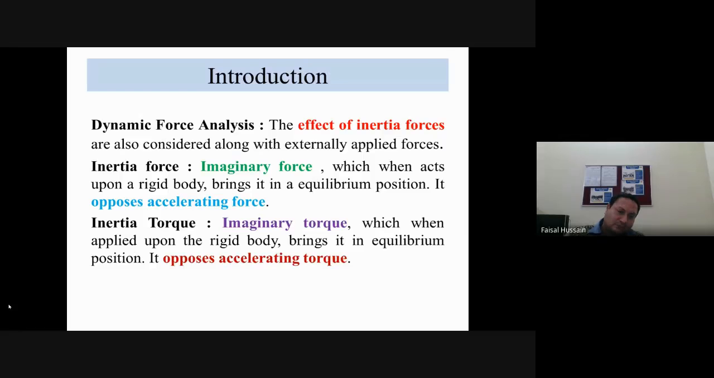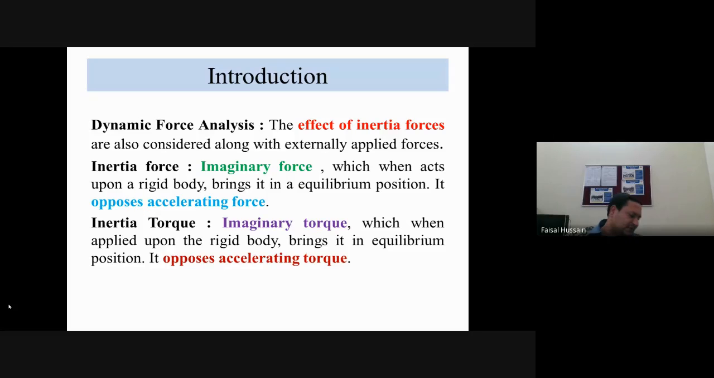So let us move on. Now, introduction. Basically, dynamic force analysis includes the inertia force effect. As we all know, the accelerating force and inertia force both have the same magnitude, but their direction is opposite. The inertia force will always act opposite to the direction of accelerating force. So, in dynamic force analysis, we have to consider the effect of inertia forces along with the externally applied forces.